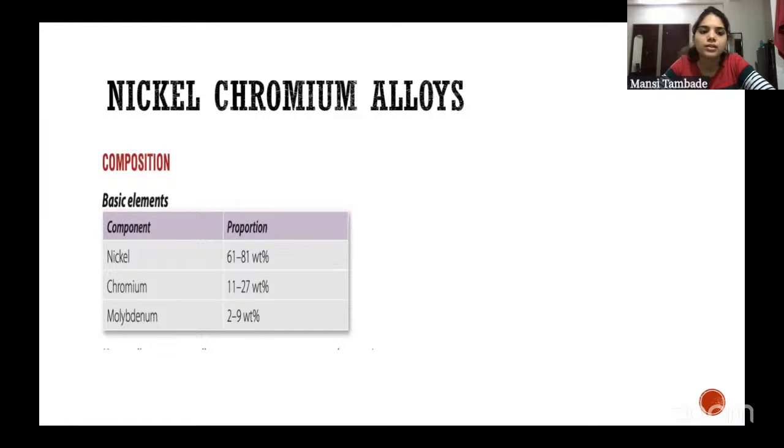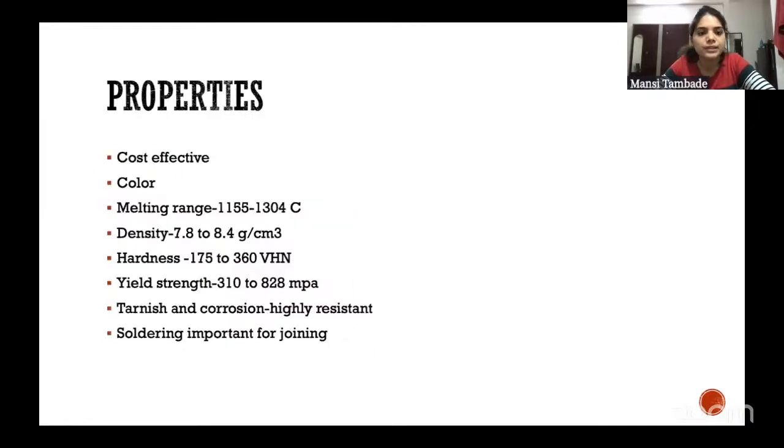Nickel chromium alloys, this is the composition you need to write. Nickel is this much percent, chromium is 11.27%, molybdenum is 2 to 9.8%. Different properties you should definitely mention. You can see what range of properties I have mentioned. You should definitely mention all these properties. Color, melting range. Density 7.8 to 8.4 gram per centimeter cube. Hardness is 175 to 360 VHN. This is the unit for hardness. Yield strength 310 to 828 MPa. Varnish is highly resistant, soldering important for joining.